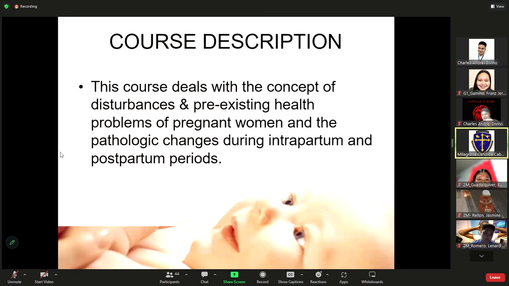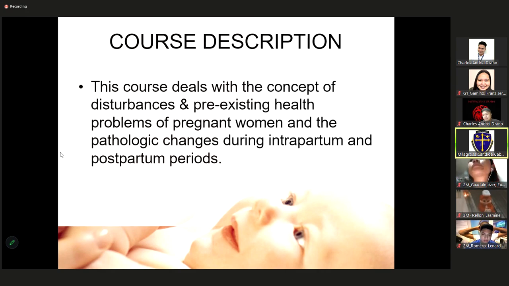Okay, course description. This course deals with the concept of disturbances and pre-existing health problems of pregnant women and the pathologic changes during intrapartum and postpartum periods. So dito pala makikita na, mahaba-haba ito na lecture.